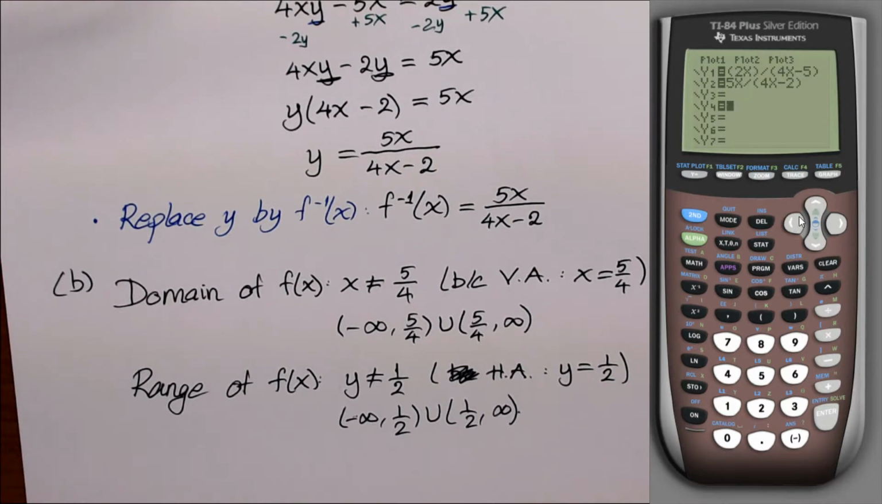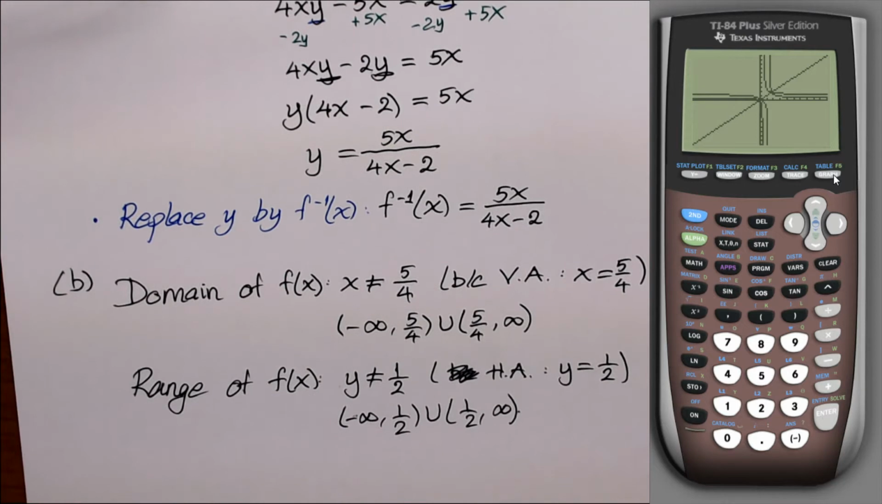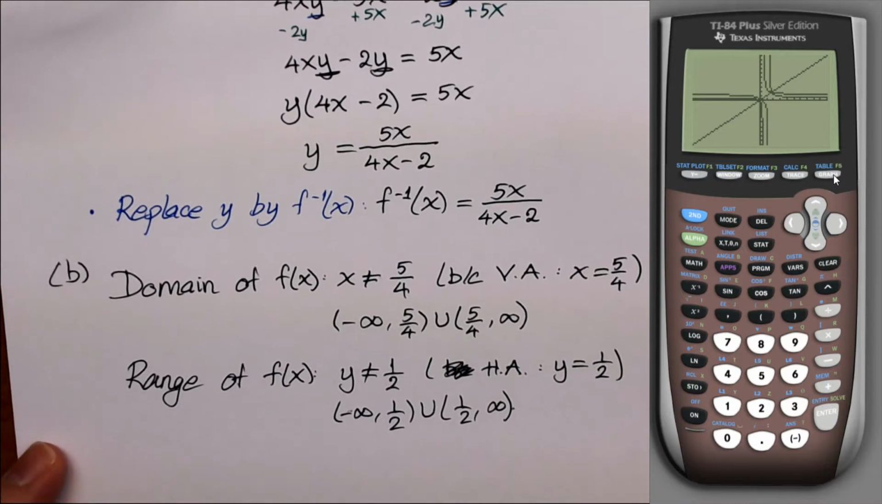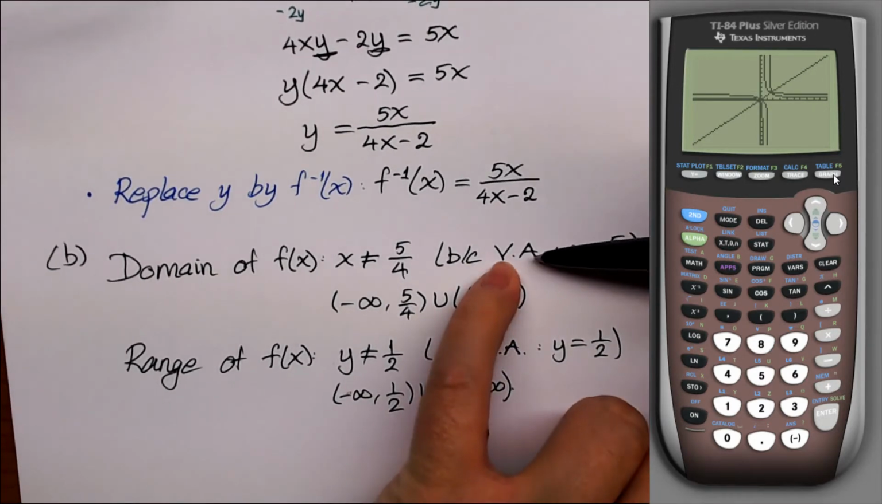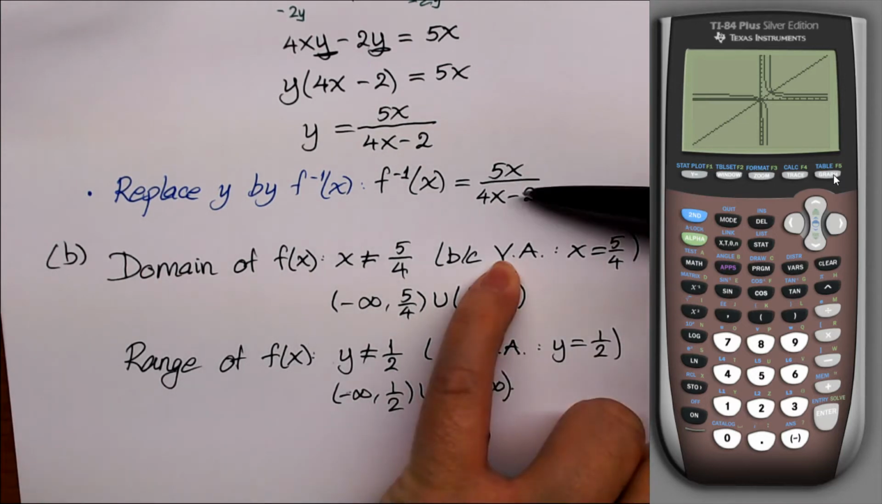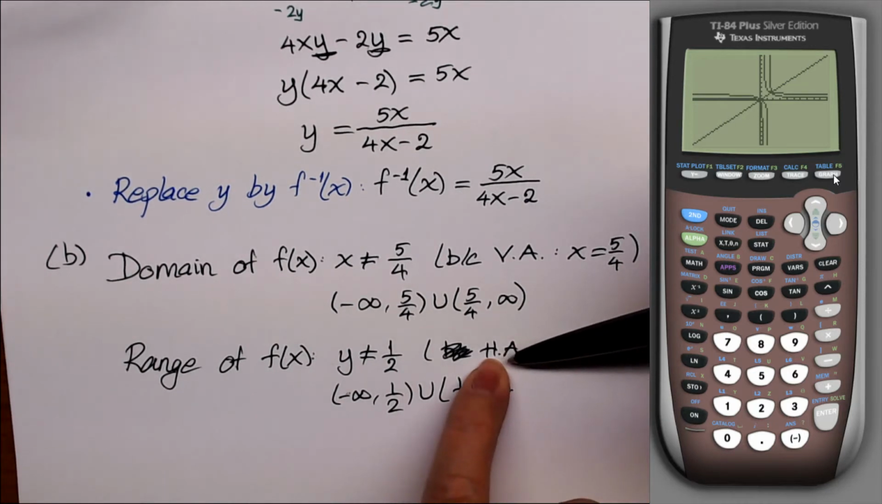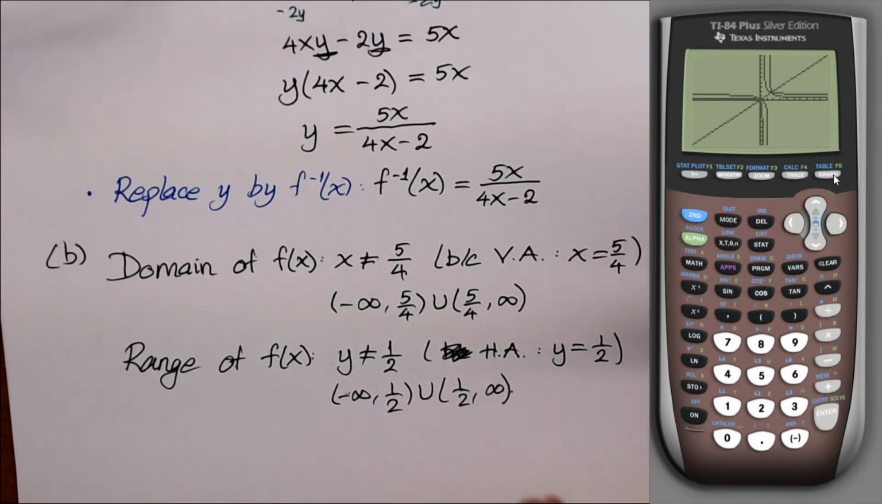And let me make that a dotted line. So we see that the two functions are actually symmetric about the line y equal to x. That is a property of the inverse. And so the function we found is correct. Also we can see that the vertical asymptote of the function is the horizontal asymptote of the inverse. The horizontal asymptote of the function is the vertical asymptote of the inverse.